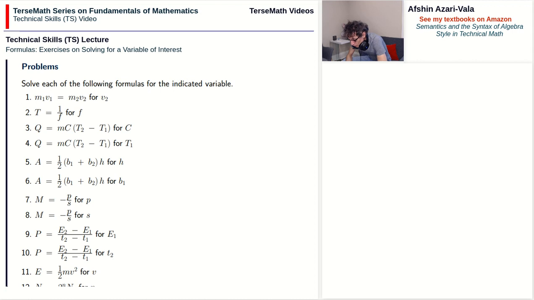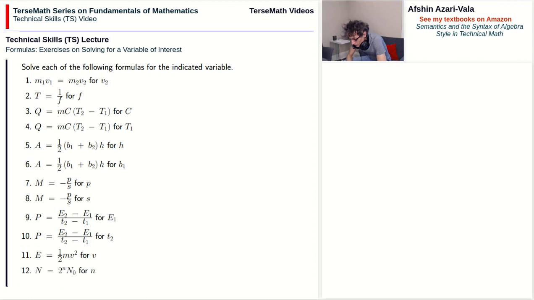So there we are, there are 12 of them. Each one should be solved for the variable that's indicated, such as for number 1, for example. The formula is m1v1 is equal to m2v2, and we want to solve this for v2. Okay, go for it.